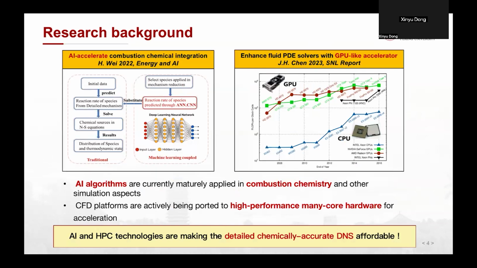Currently, the field of combustion is using AI and GPU efforts, trying out advanced AI algorithms and high-performance computing power to address the accuracy and efficiency trade-off. Firstly, AI algorithms are currently maturely applied in combustion chemistry and other simulation aspects. On the other hand, simulation platforms are actively being ported to high-performance many-core hardware for acceleration. Therefore, it can be seen that AI and HPC technologies are making detailed, chemically accurate DNS affordable.